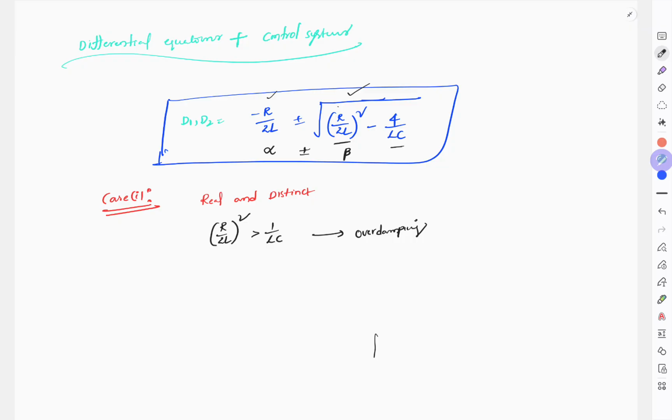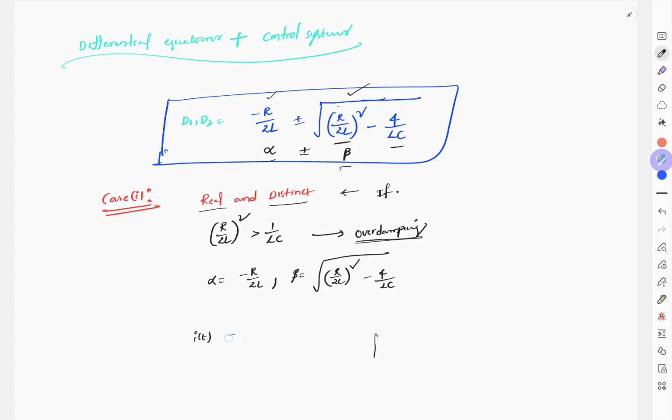How? Because if you study control systems, then you will get to know. Real and distinct poles mean it is an overdamped system. So you can write alpha is equal to minus R/2L, beta is equal to the square root of (R/2L) whole square minus 4/LC. If alpha and beta have values, how can you write the final equation?